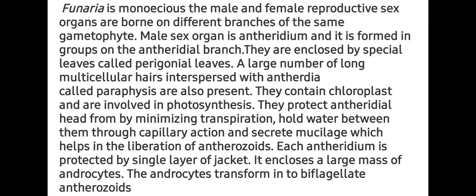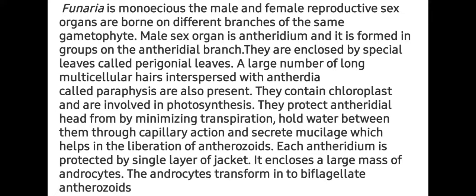The male sex organ is the antheridium, and it is formed in a group on the antheridial branch. They are enclosed by special leaves called perigonial leaves. A large number of long multicellular hairs interspersed with antheridia, called paraphyses, are also present. They contain chloroplasts and are involved in photosynthesis.